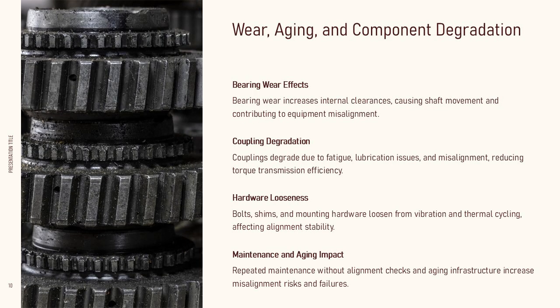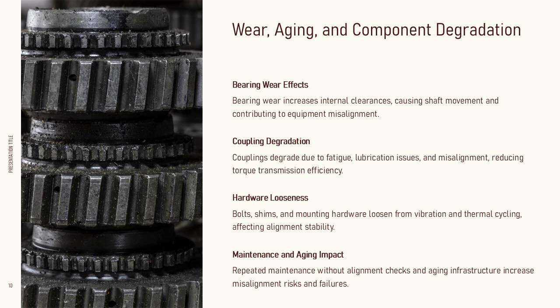As rotating equipment ages, normal wear and component degradation can gradually lead to misalignment. Bearings wear over time, increasing internal clearances and allowing shaft movement. Couplings may degrade due to fatigue, lubrication issues, or excessive misalignment, reducing their ability to transmit torque smoothly. Looseness in bolts, shims, or mounting hardware can develop due to vibration and thermal cycling. Even minor wear can accumulate, altering the original alignment condition.